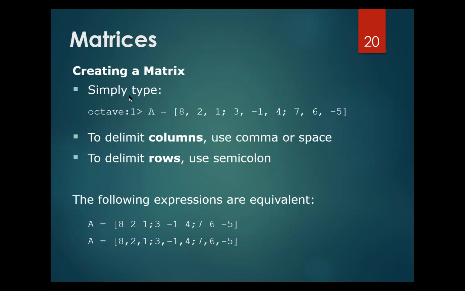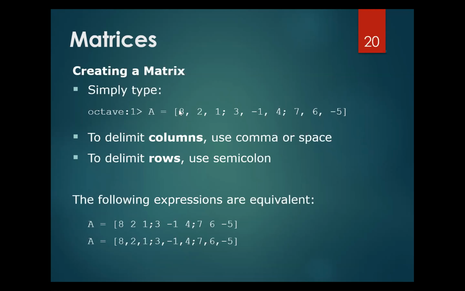So simply type. Now, if you want to type a matrix, let's see how we do it. There are 2 ways of doing it. You can either use comma to indicate a column, okay, and then you use semicolon to indicate a row.